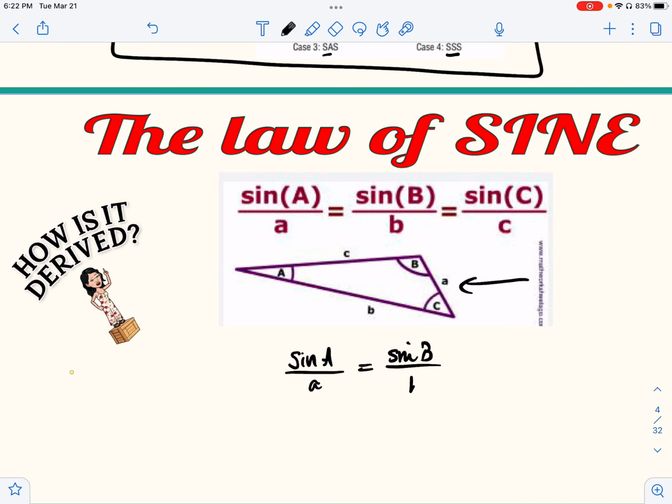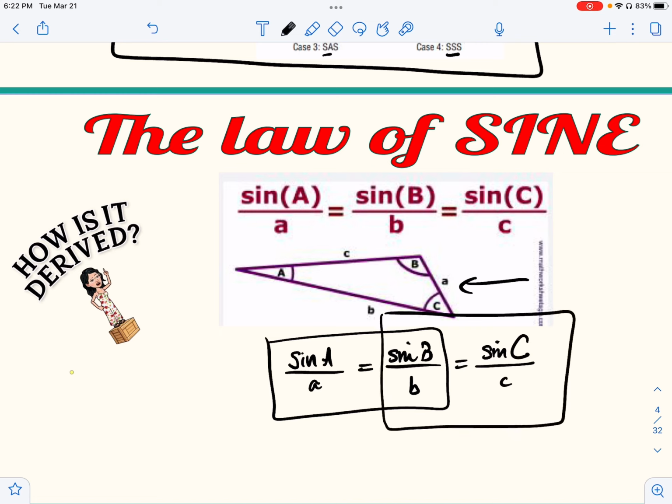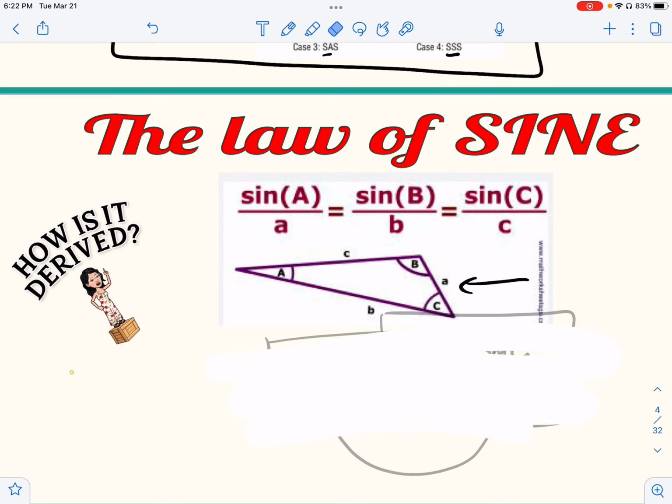And depending on the question, we could be using this proportion, or we could have to use this proportion, or we could have to use this proportion. It just depends on the question. Now, there's an easy derivation to law of sine. I'm not going to be covering that in this video, but I can always show it to you on the side.